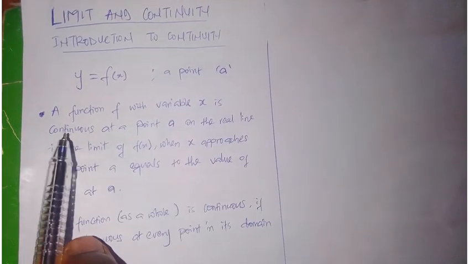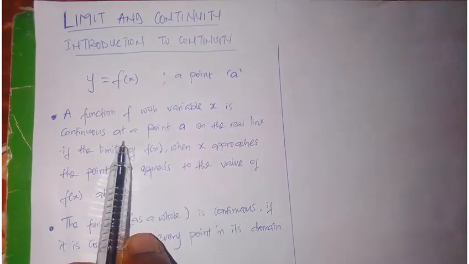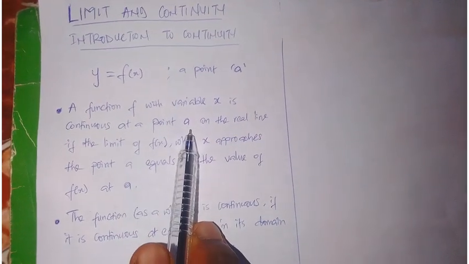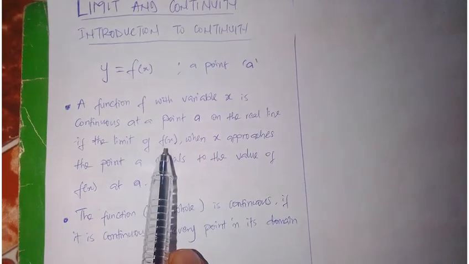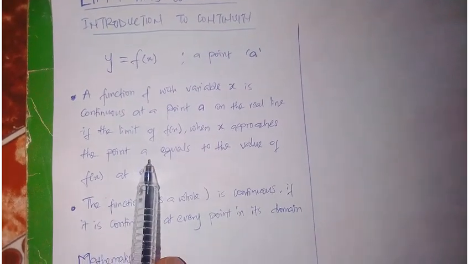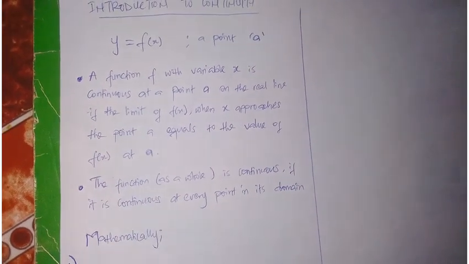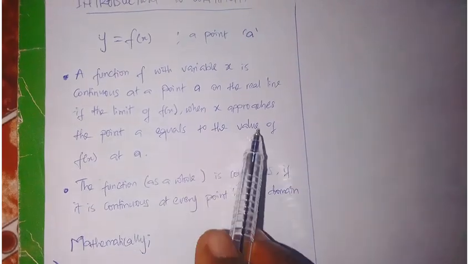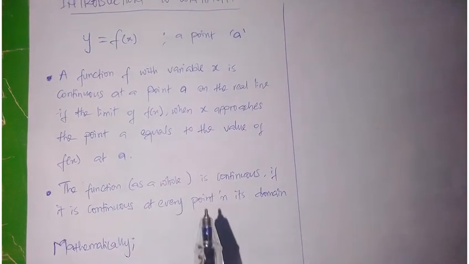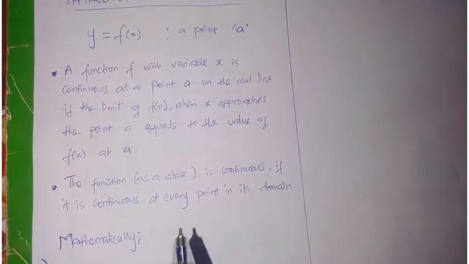A function f with variable x is said to be continuous at a point a on the real line if the limit of f of x as x approaches the point a equals the value of f of a. As I said, this English looks confusing. When I express it mathematically, you'll be able to understand what this English really means.